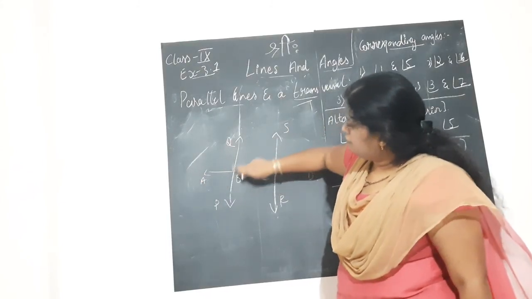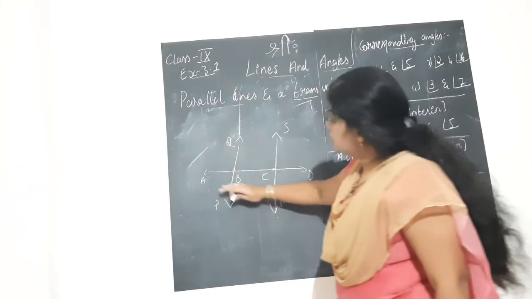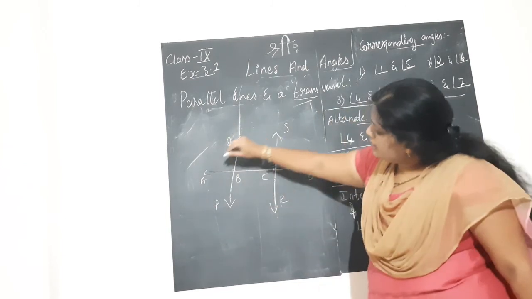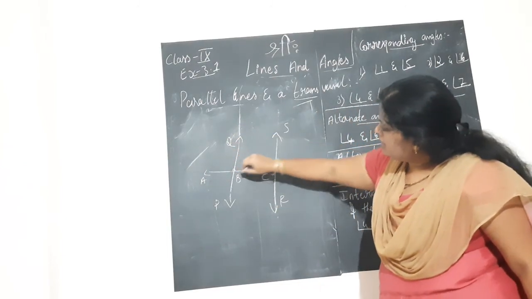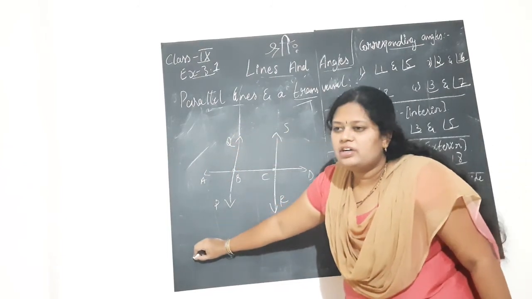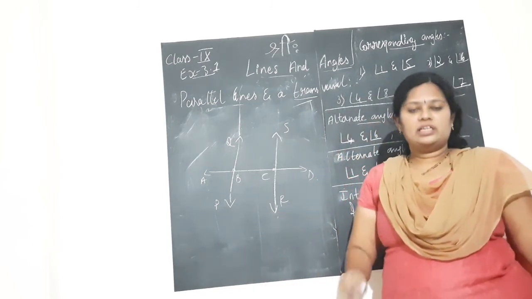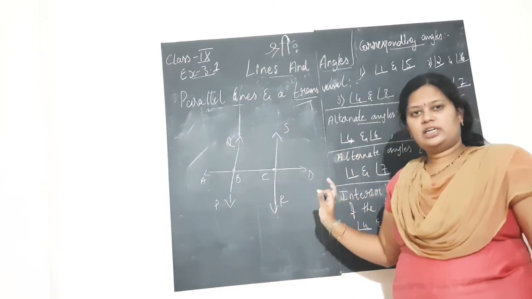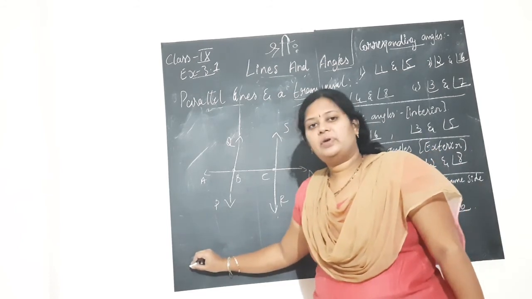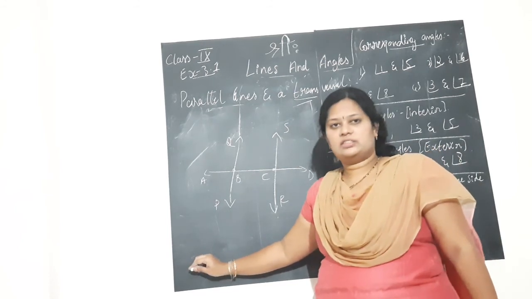Children, F shape, here it is. Don't search here; here you don't have F. Angle ABQ and angle BCS. Always, children, in geometry, for any problem or any figure, if you are not understanding, always go separate and draw. I always teach you in class to do so.